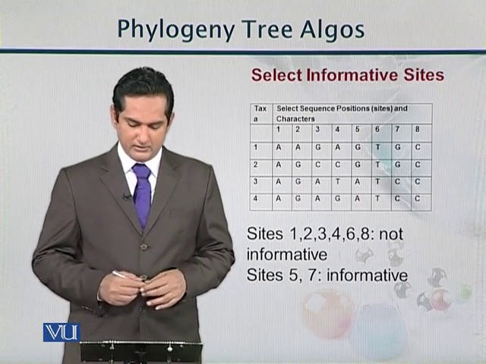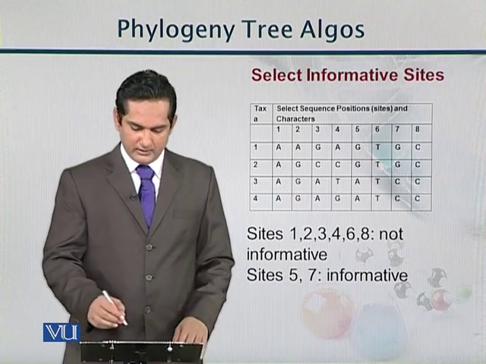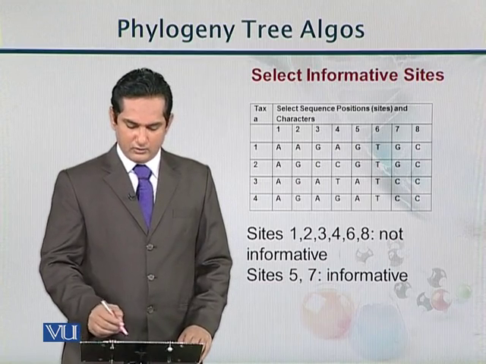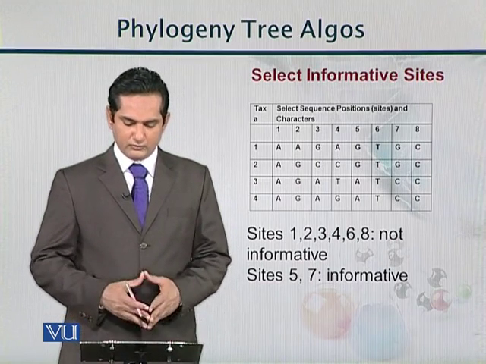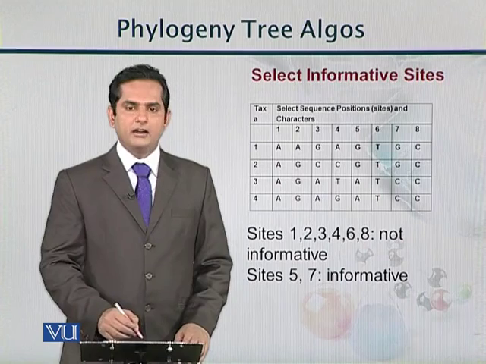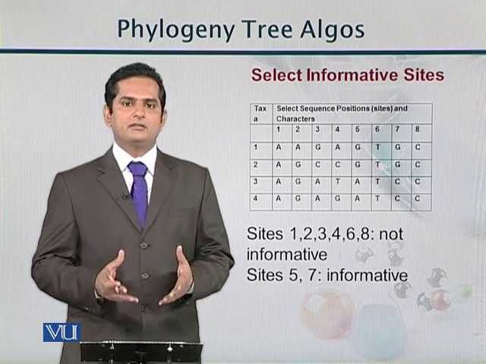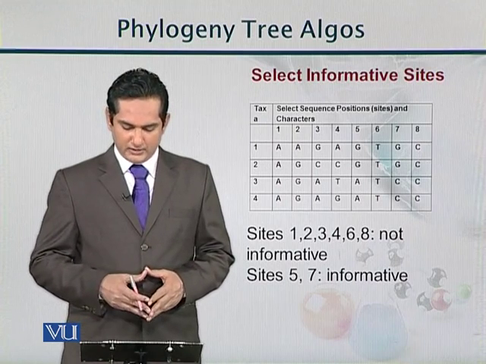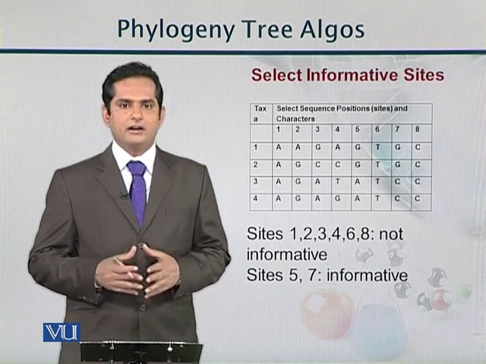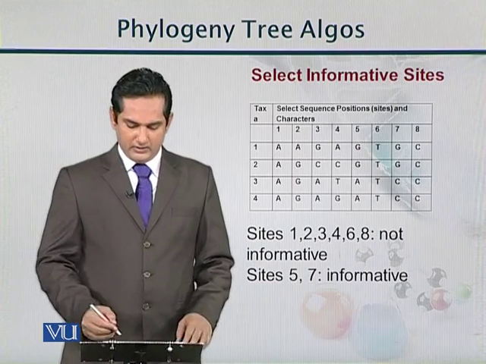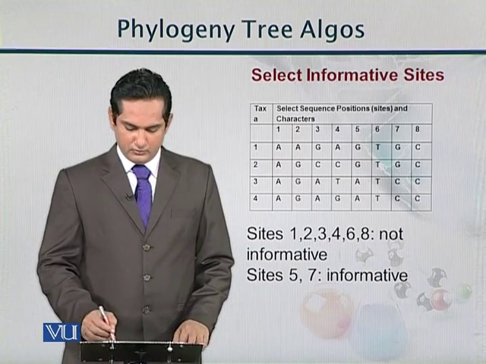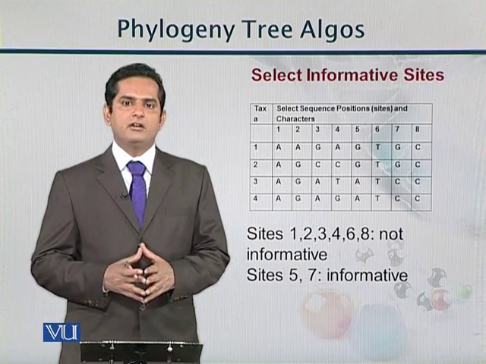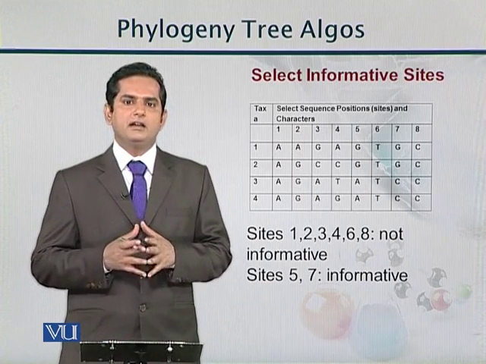For example, in this table we have different sequences along the axes. Along the vertical axis we have different taxon or taxa, which are basically categories of sequences, and on the row side we have sequence positions and characters. I have said that sites 1, 2, 3, 4, 6 and 8 are not informative. On the other hand, 5 and 7 are informative. How do I say that these are informative?